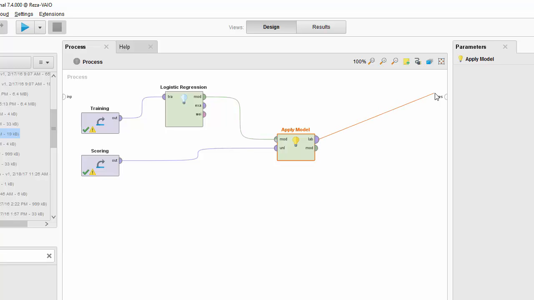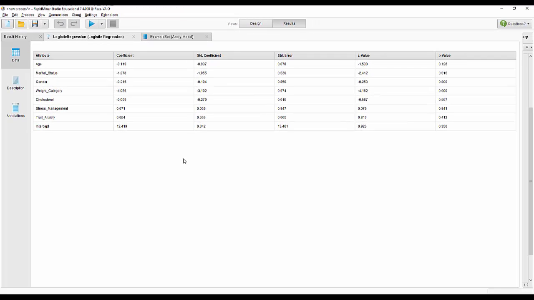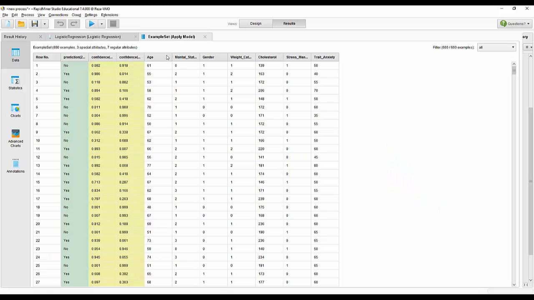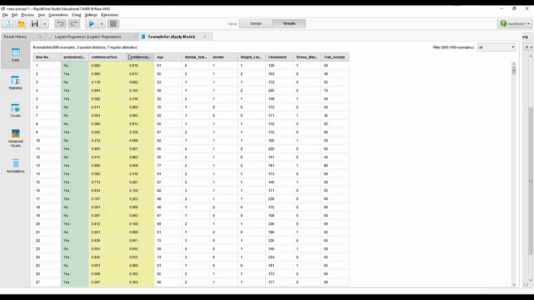And you can get both the lab, which is basically the results of the prediction, and the model, which is the model that is created in this step. Let's go ahead and run this RapidMiner model. So I'll give you some model description. Since logistic regression uses a logarithmic function, interpreting the results is not as easy and straightforward as the results of a linear regression. Now let's go ahead and take a look at the results.